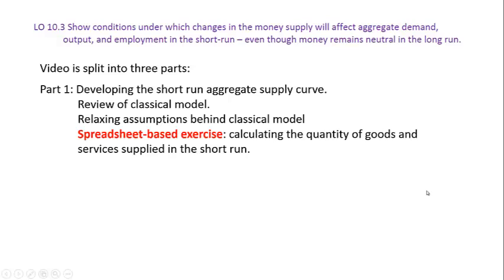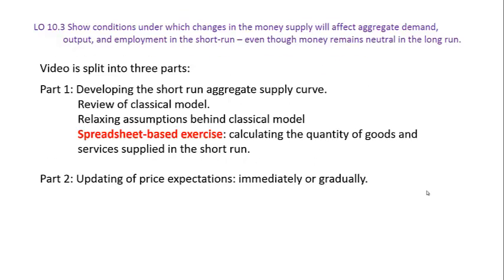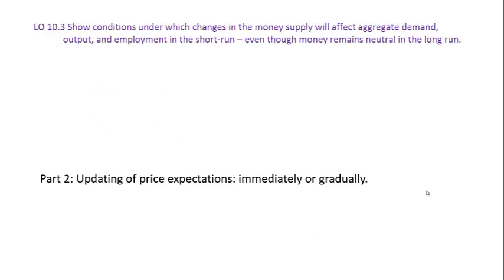Now this video has been split into three parts. In the first part, we developed the short-run aggregate supply curve. In the second part, we discussed updating of price expectations immediately or gradually. And in the third part, we discussed how the economy responds to a change in the money supply in the short run and in the long run. That includes a spreadsheet-based exercise. So let's start part 2.